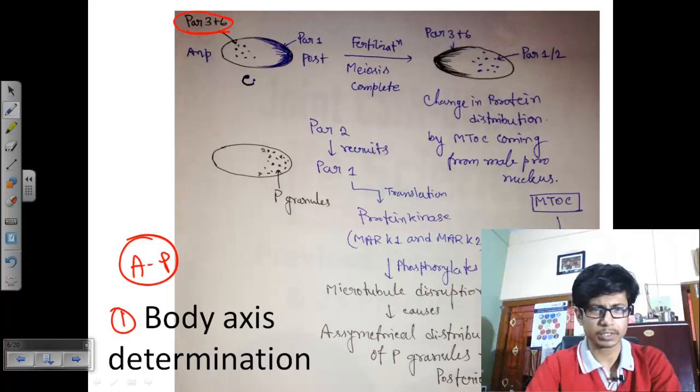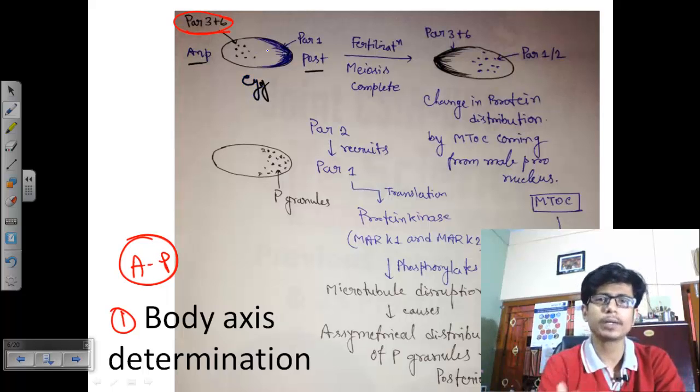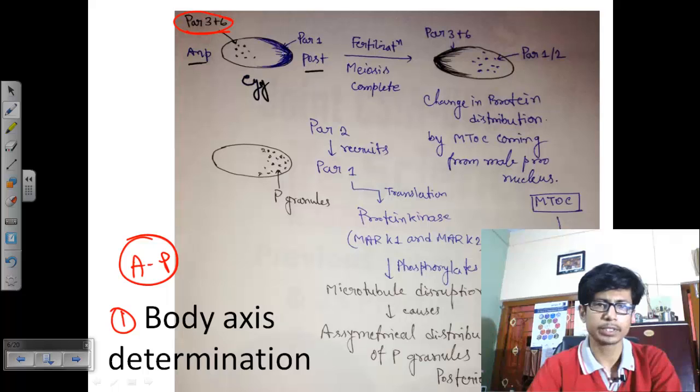This is the egg actually, not the zygote. Zygote is not formed yet. So this is the egg, where you see this is anterior and this part will be the posterior. So a lot of PAR 1 proteins slowly start to accumulate in the posterior section. And PAR 3 and 6 are scattered in the cytosol in the anterior.